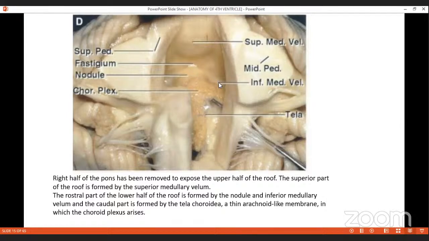This inferior medullary velum and tela choroidea are important aspects in the roof of the fourth ventricle in its inferior slope, because this junction of the tela choroidea and the inferior medullary velum, which is called the telovelar junction, gives an important approach to fourth ventricular lesions, commonly called the telovelar approach.